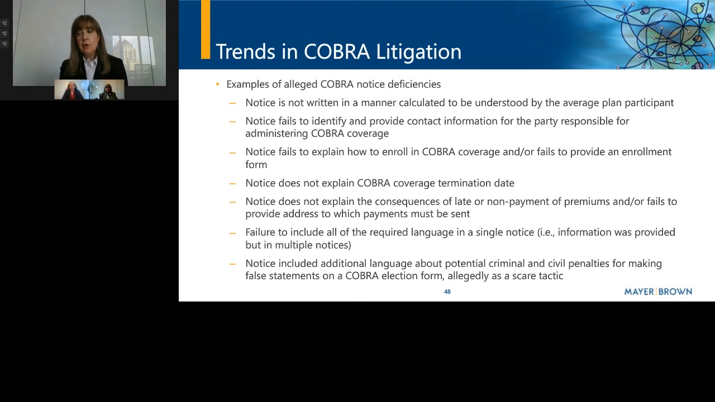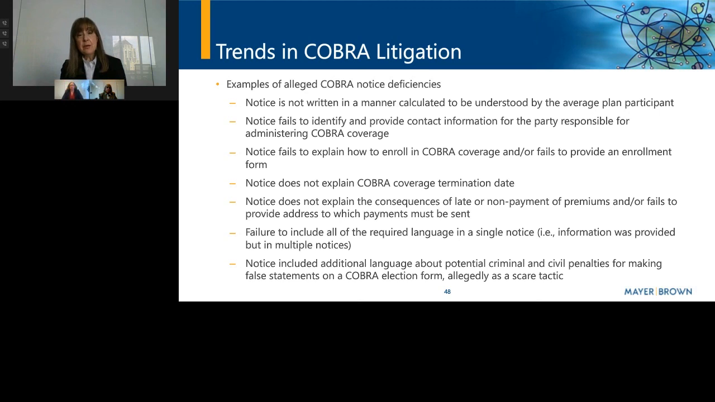We'll go over a few of the kinds of claims. Keep in mind all of those points on the earlier slide of the complexity of the content. So some of the allegations are that the COBRA notice was not written in a manner intended to be understood by the average plan participant. Yet others are claiming that the notice is not complete, that there are sections that are missing, whether it's about how to elect or how to pay or where to send your money.